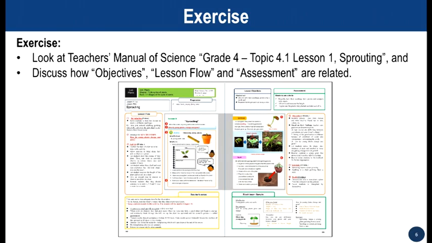Now we have an exercise for you to do. Look at the Teacher's Manual of Science Grade 4, Topic 7.1, Lesson Sprouting, and discuss how objectives, lesson flow, and assessment are related.